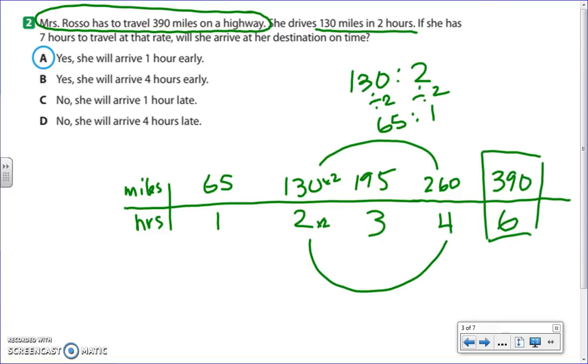So you can see that they've chosen choice A. Yes, it only takes her 6 hours. She has 7 hours. She has an hour to spare. She'll arrive 1 hour early.